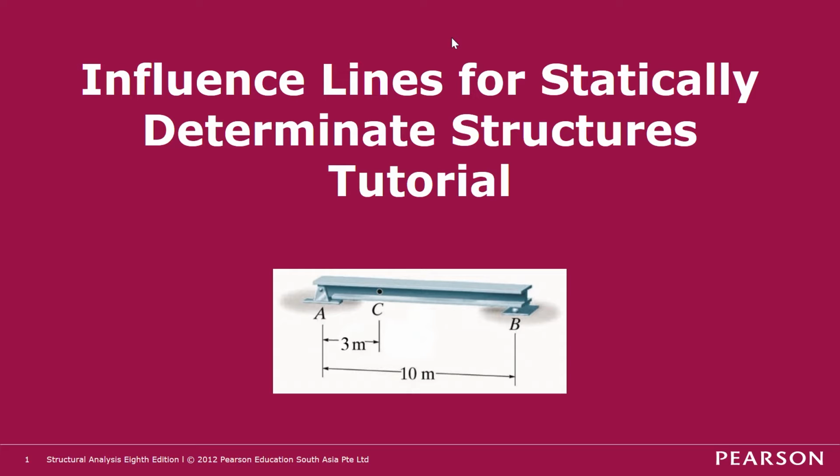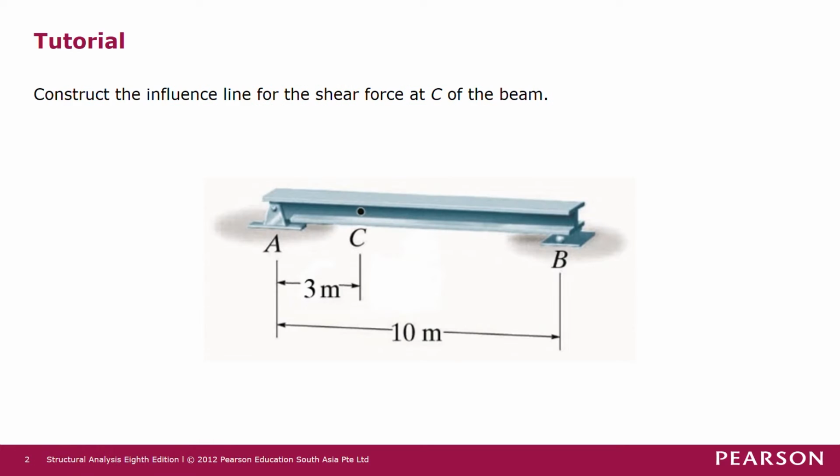In this video, I'm going to give you a tutorial solution on influence lines for statically determinate structures, which is a beam. Okay, so the question is to construct the influence line for the shear force at C of the beam. So point C is 3 meters away from support A, and the beam is a simply supported beam with 10 meters span. Okay, so we are going to study what is the influence line for the shear force at point C here.